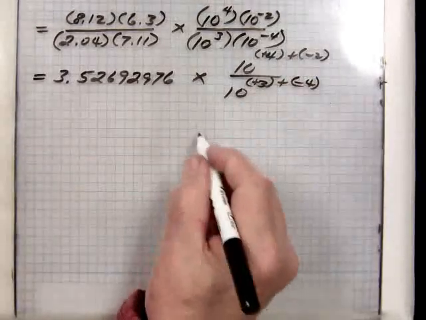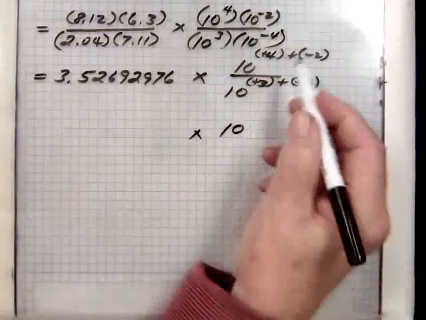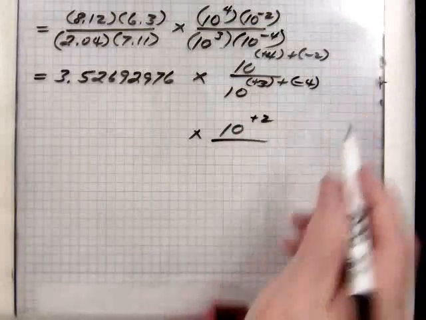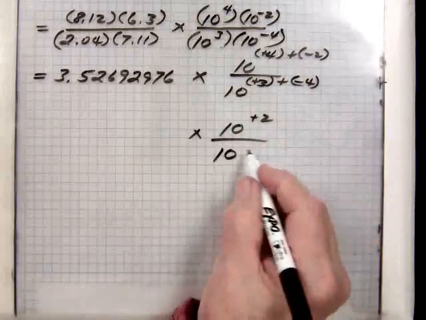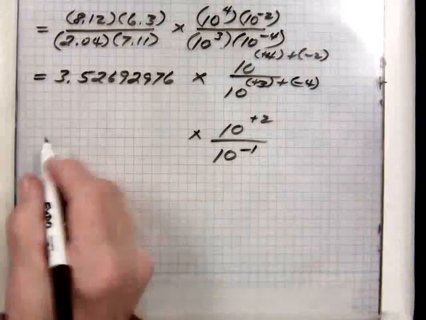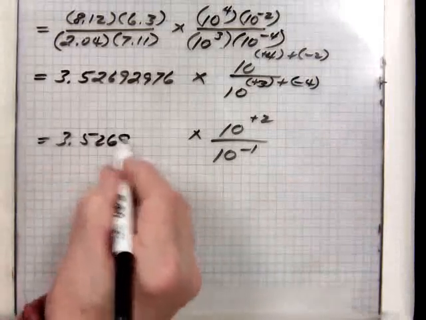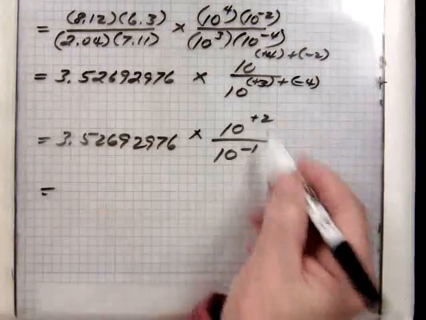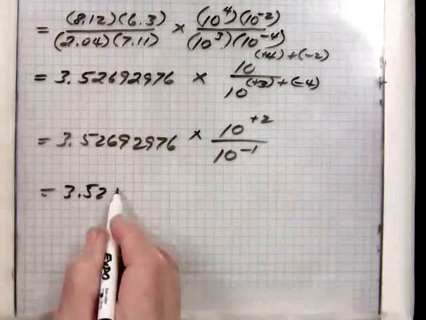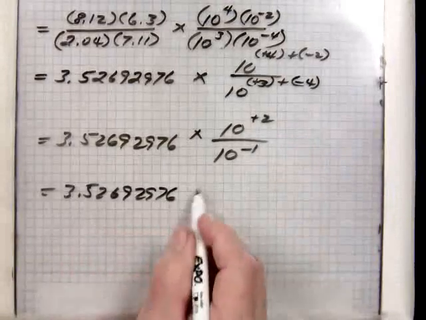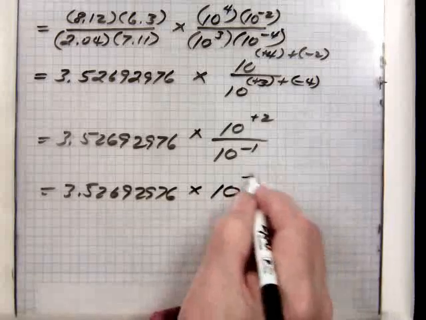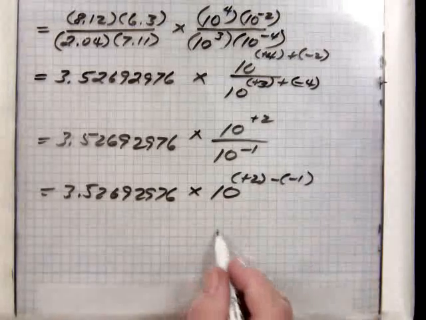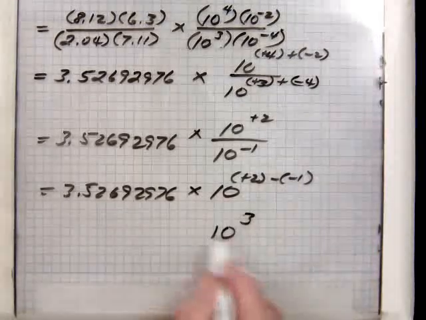And so this one comes down to 4 minus 2 is, of course, a plus 2, and plus 3 minus 4 is 10 to the minus 1, like that. And then for the division, we subtract algebraically plus 2 minus a minus 1. Minus times a minus is a plus, so that translates into a positive 3.